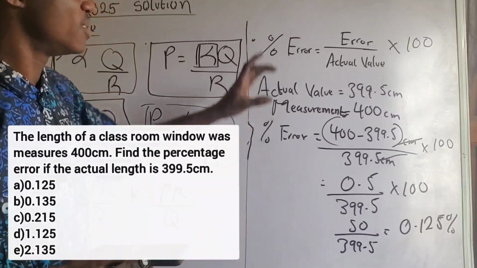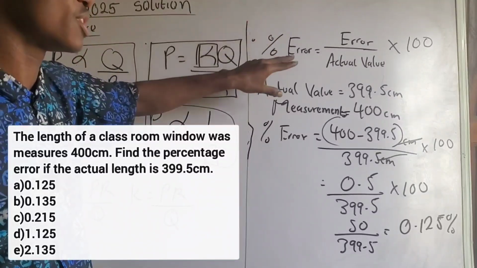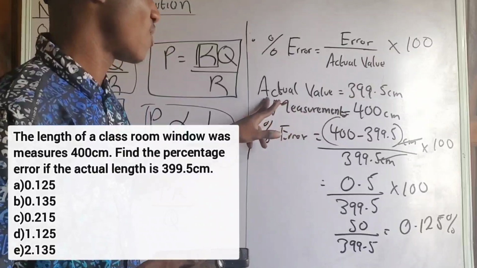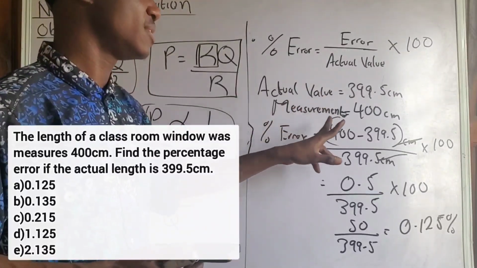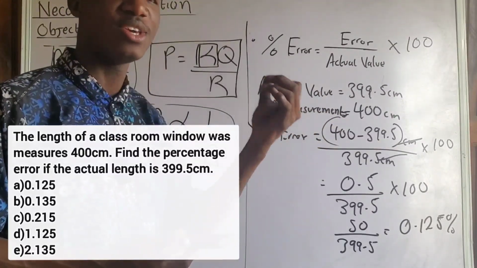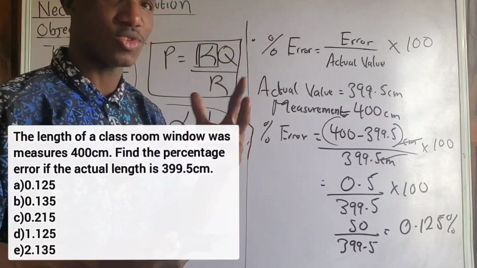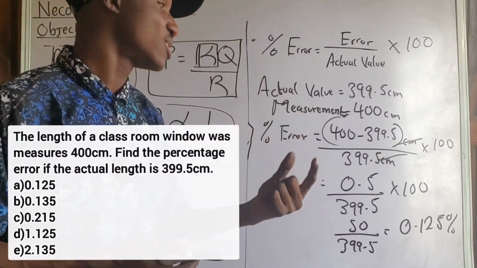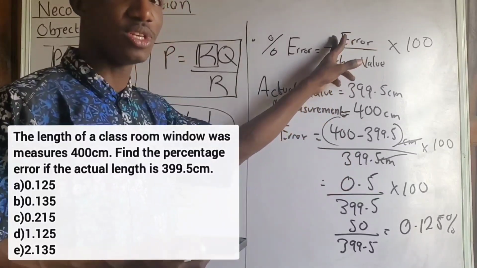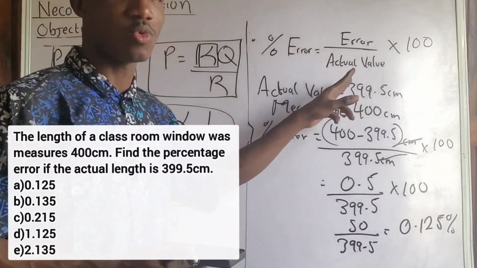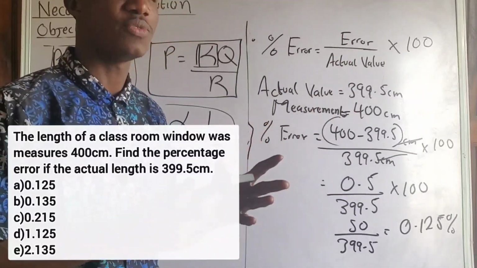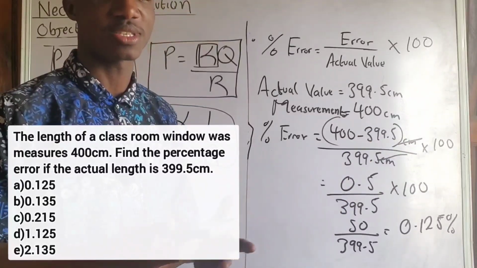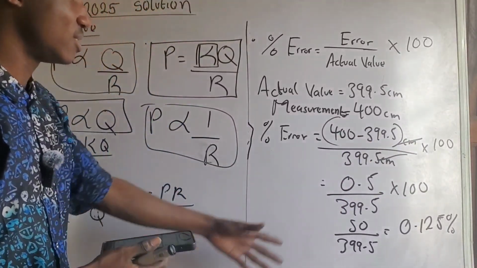Do you understand? Master this formula. Percentage error equals error over actual value times 100. Okay. The error is the difference between the length that was mistaken, the wrong measurement, and the actual measurement. So divided by that will give you the error, divided by the actual value. The actual value is the actual length of the window, times 100. Because percentage is expressed in 100. Okay, so that is the solution to that question.